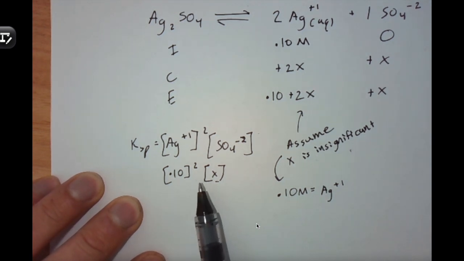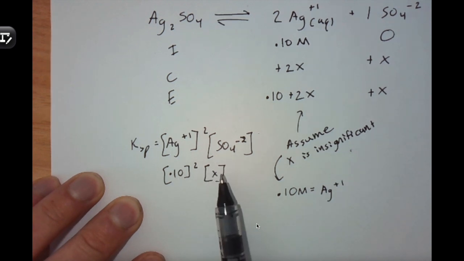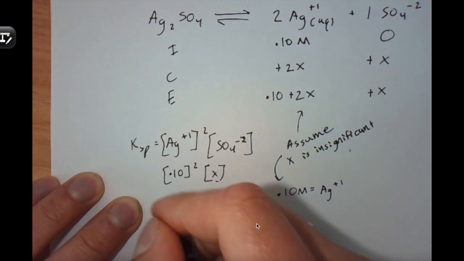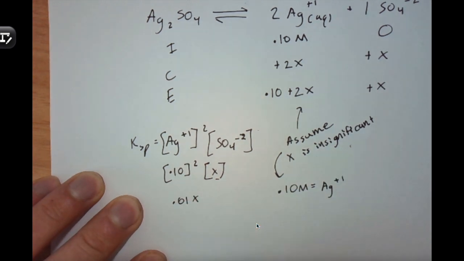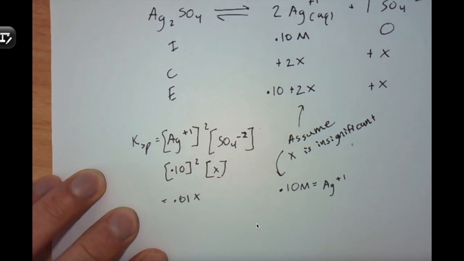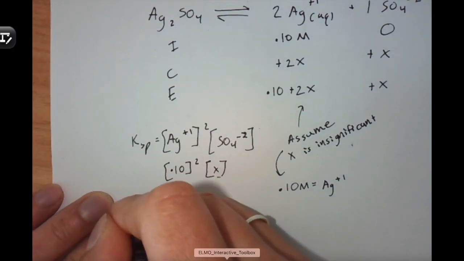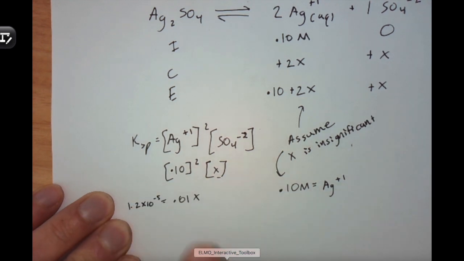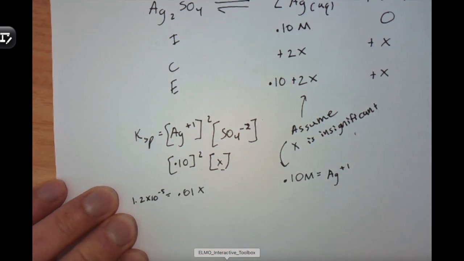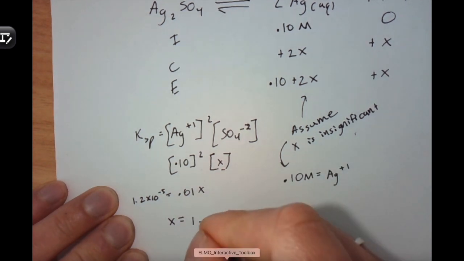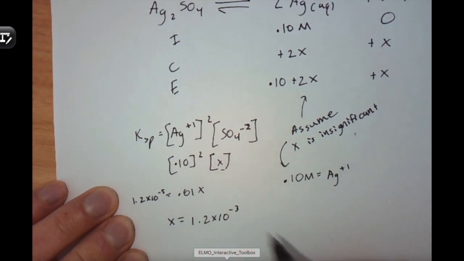So here I have my Ksp is equal to 0.10 squared times x. That would mean 0.01x when we simplify. And knowing the Ksp from the problem, which I have to look up again, it is 1.2 times 10 to the negative 5. I could just divide by 0.01 and get x is equal to 1.2 times 10 to the negative 3 molarity.